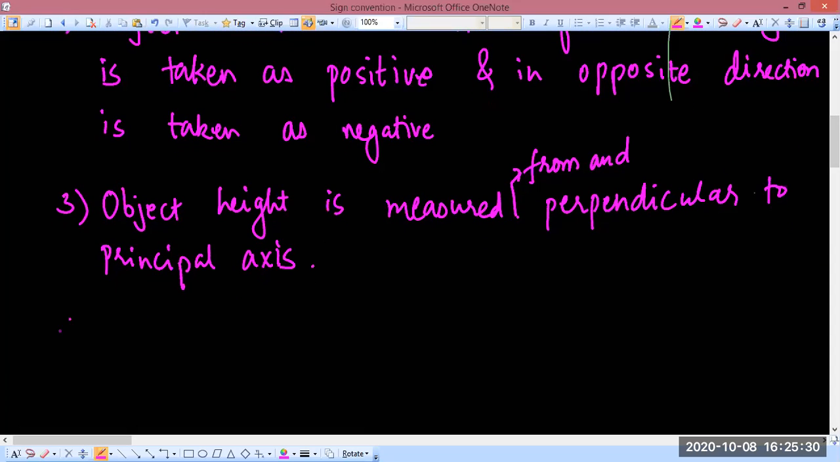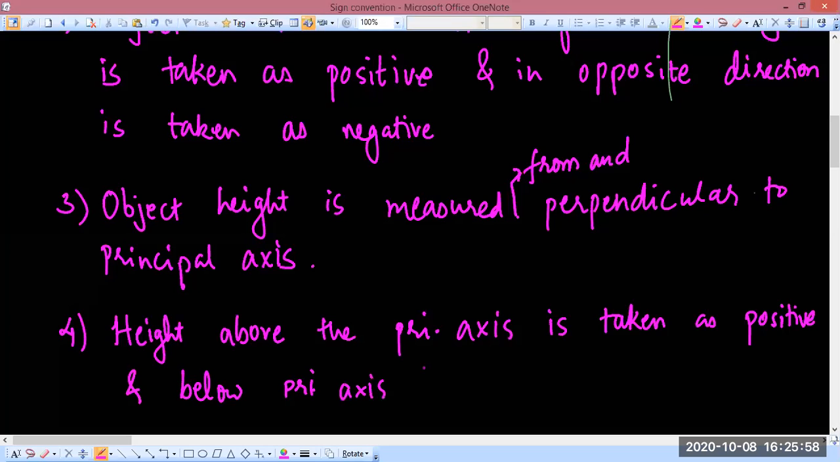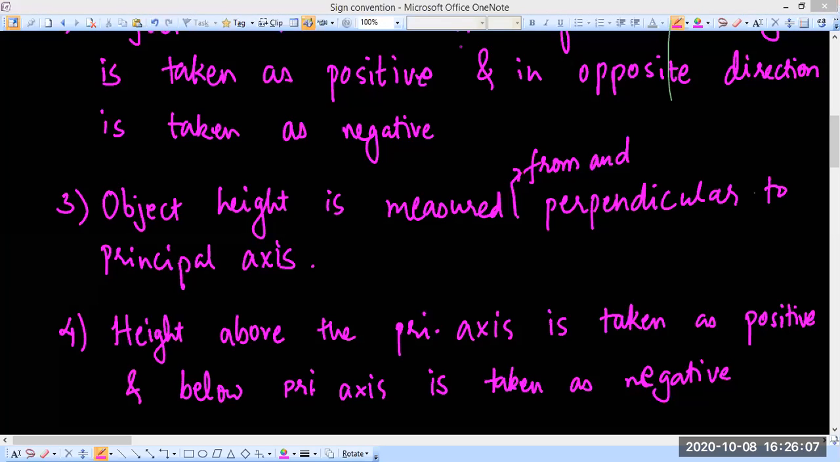Okay. Number 4, height above the principal axis is taken as positive and below principal axis is taken as negative. Okay.